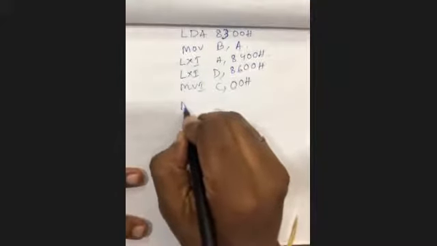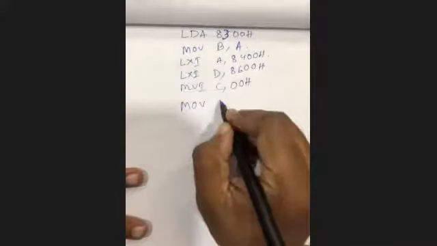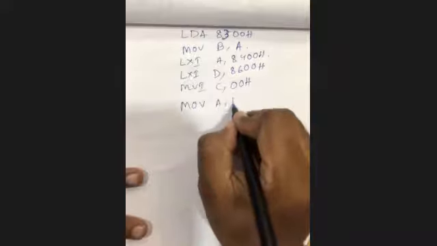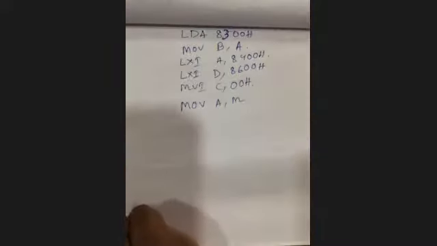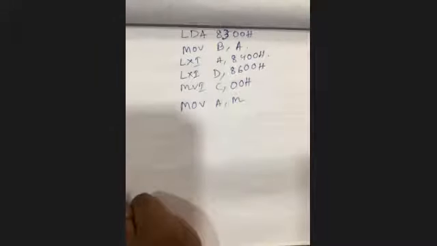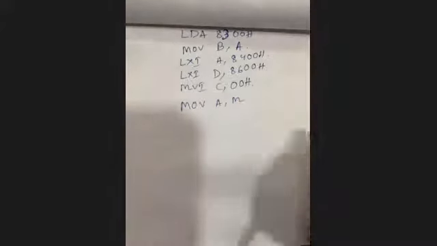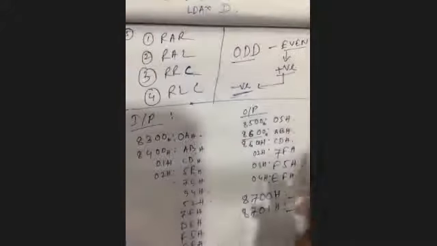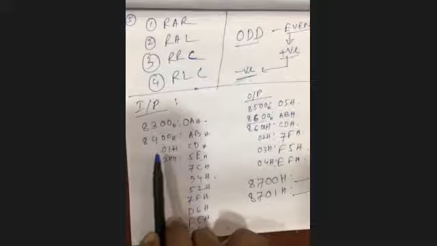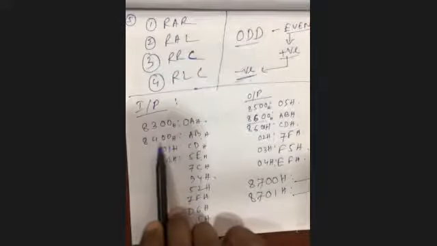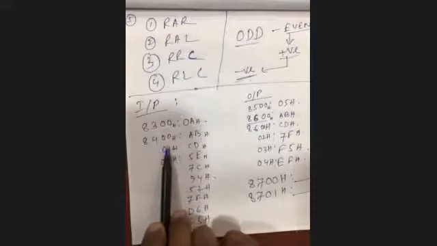Move A, M. So what will be the content of the accumulator? The content of the accumulator will be the content of M. What is the content of M? The content of M is the content of the specific memory location specified by the HL register pair, 8400.